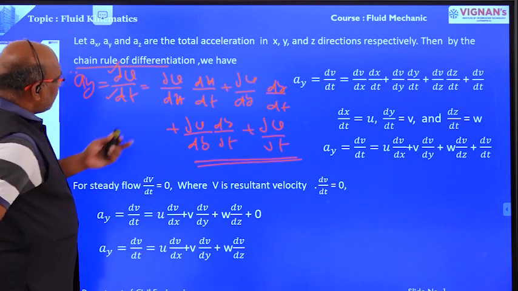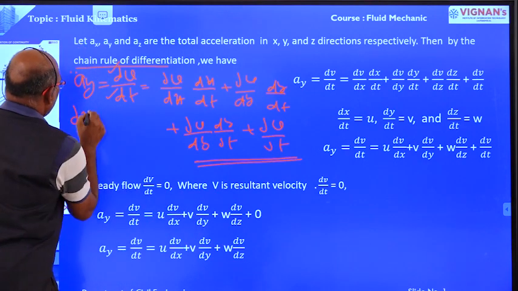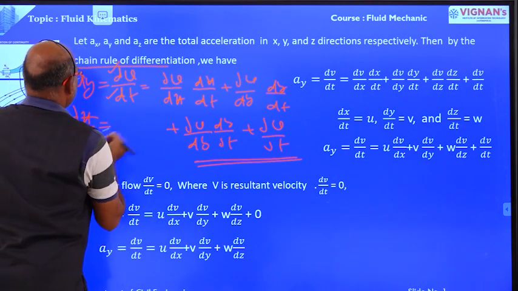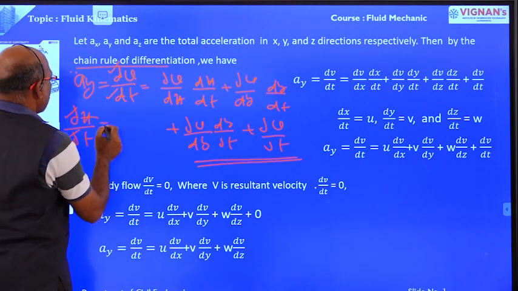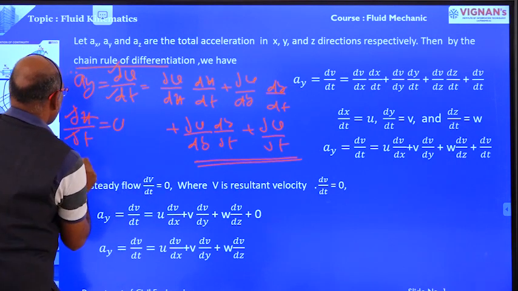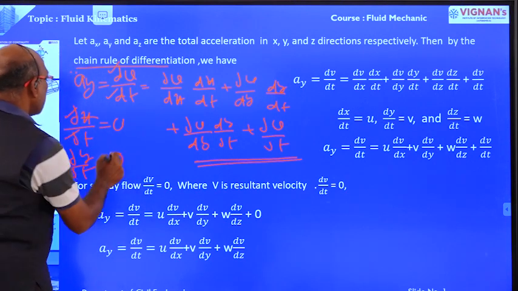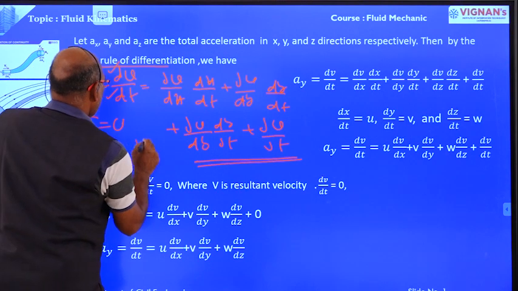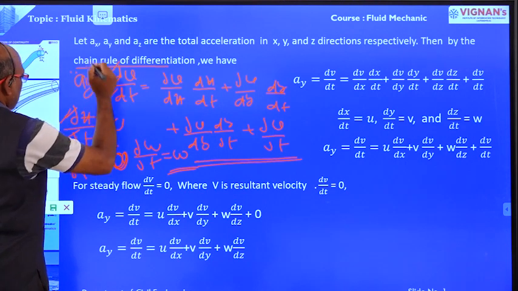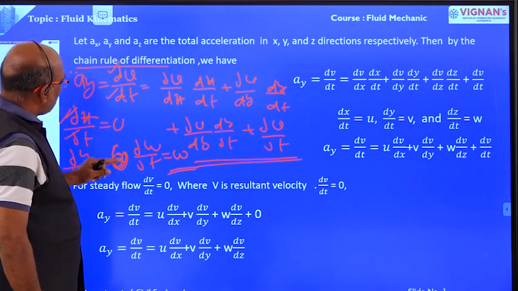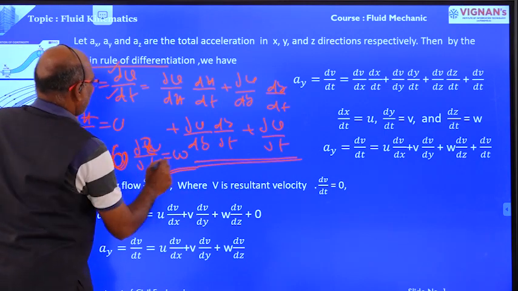But we know one statement: dx by dt, already I told you, distance by time in x direction, is equal to u, dy by dt is equal to v, and dz by dt is equal to w. That means velocity: dx by dt is equal to u, dy by dt is equal to v, dz by dt is equal to w.